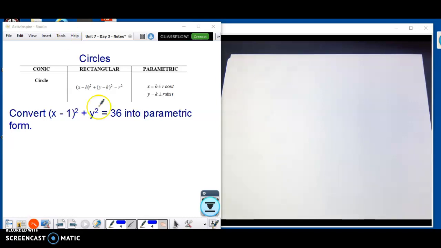So if you take a look at this chart right here, rectangular form we're used to for a circle, we have x minus h squared plus y minus k squared is equal to r squared. In parametric form, for circles and for when we get to ellipses, they're going to have cosine and sine in them. So think about the unit circle and how we use cosine and sine on the unit circle, and that's where this is going to come from. So we will reference that chart again once we work through a few of these problems.